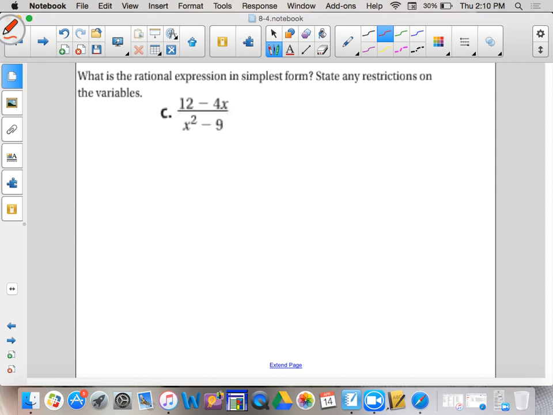Number 4: 12 minus 4x divided by x squared minus 9. Obviously, I'm not going to have a factor times a factor because we don't have an x squared up there. So let's look for greatest common factors. What do they have in common? A 4. So I can take a 4 out. 12 divided by 4 gives me 3, and 4x divided by 4 gives me just an x. So 12 minus 4x factored out is 4 times 3 minus x.